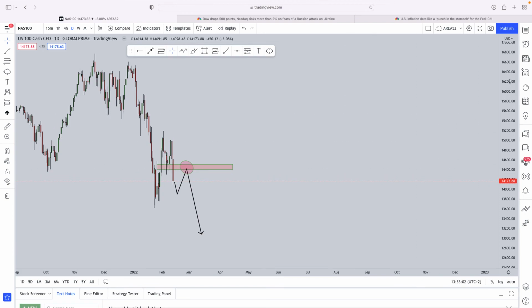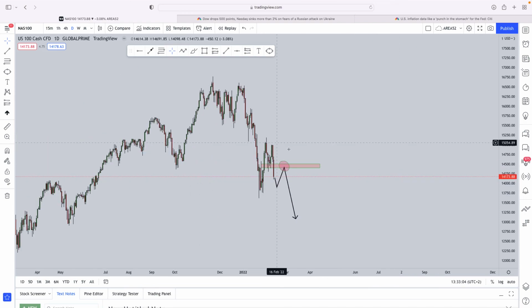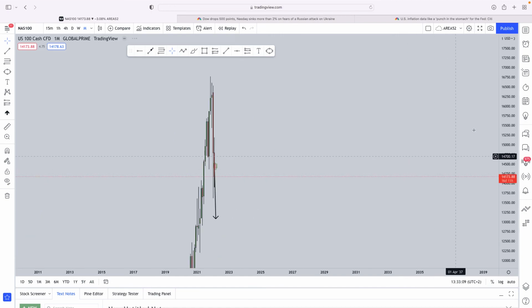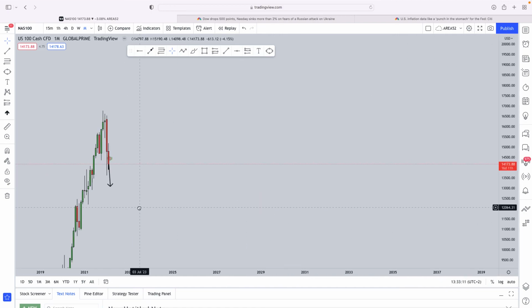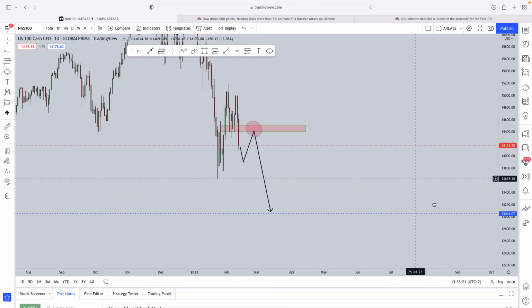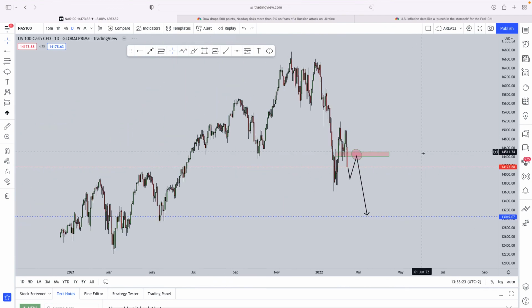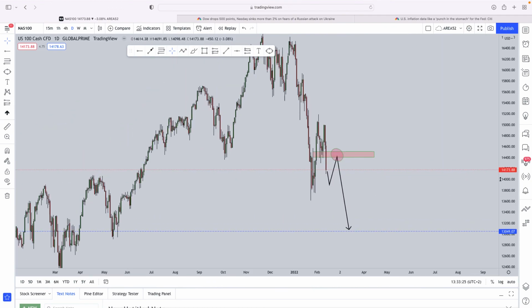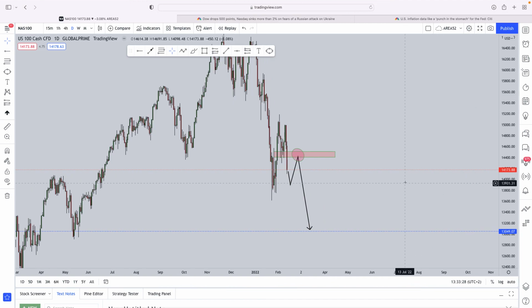But the way it stands now, for the long term, stocks are well on their way to decline, and we could probably see a 10% drop in the stock market overall. We could potentially see the NASDAQ come and hit this level over here. The market could go lower, we don't know, but from where we are standing now, you can definitely expect a massive sell-off to happen in the coming weeks for the NASDAQ 100.